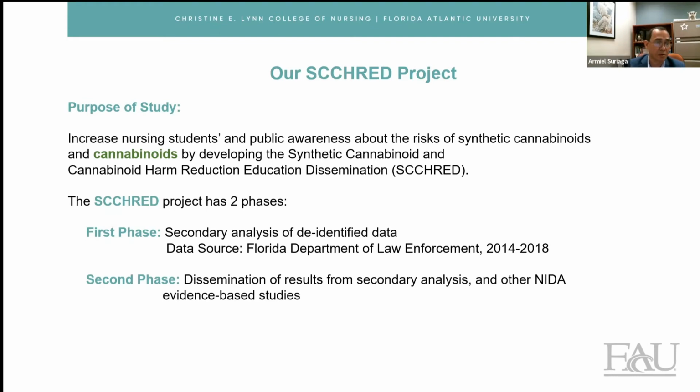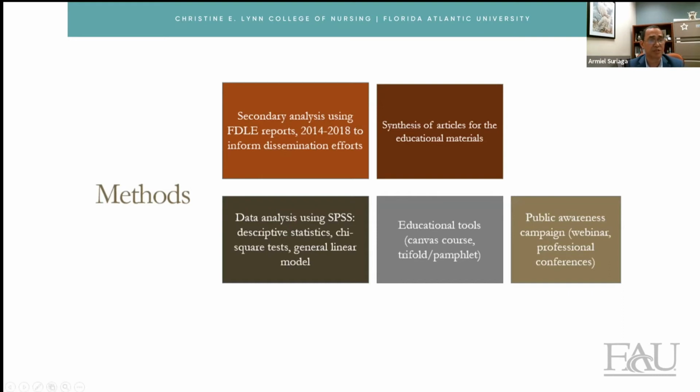And the second phase of this study involves the dissemination of results from our secondary analysis, as well as the other NIDA evidence-based studies we included in our dissemination efforts. So for the methods, we did secondary analysis, and we also synthesized the articles, especially from NIDA, since this study was funded by NIDA. And we used SPSS 28 to examine the characteristics of decedents, those who died from cannabinoids and from synthetic cannabinoids. And we used some statistical tools to see if there is an association among age, gender, and manner of death of people who use the substance. And then we created educational tools like a trifold, a pamphlet, and an innovative Canvas course to educate our nursing students and also the public about the risk of these substances.